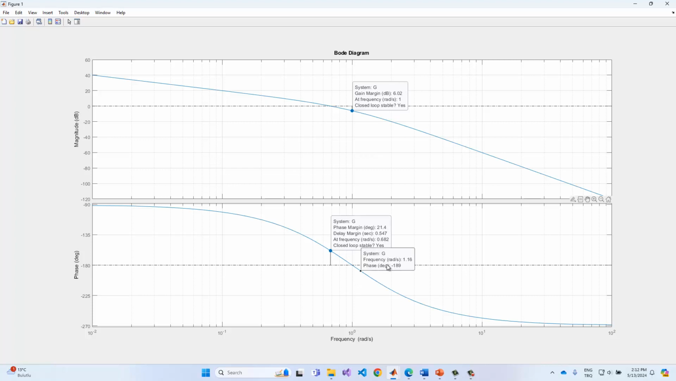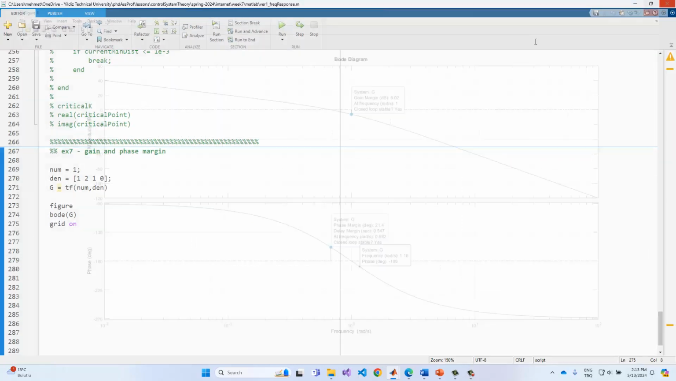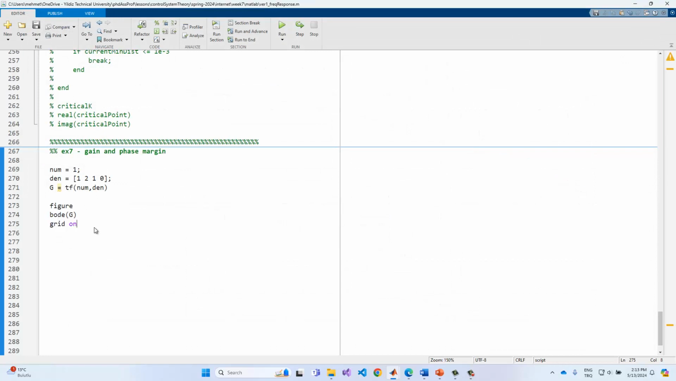But if you choose another step here, we may have another solution, okay? You can note these values from the bode plot, but we can also use another function here. The margin function returns the gain margin, the phase margin, the gain crossover frequency, and the phase crossover frequency.